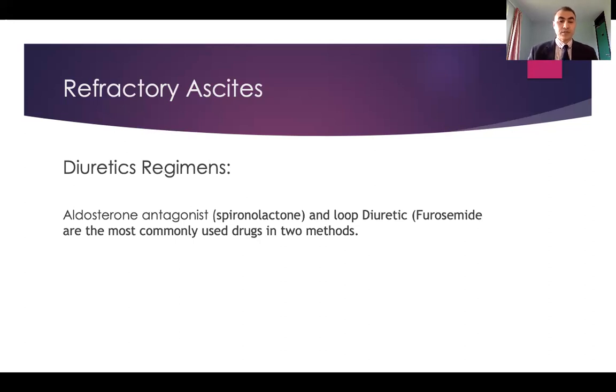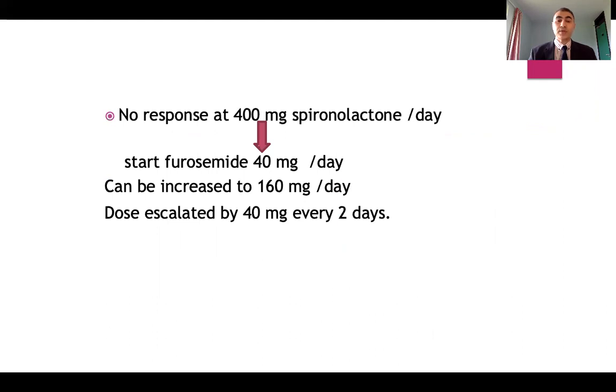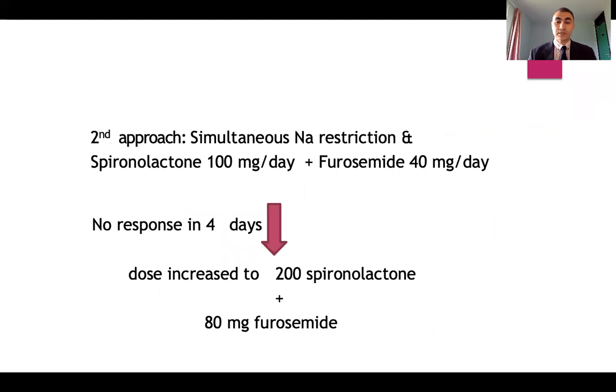The most common diuretic regimen is spironolactone and furosemide. First approach: spironolactone 100 mg a day. No response in 7 days, you can double the dose. Another week with no response, you can double the dose again. No response, you can add furosemide and wait 2 days. No response, double the dose, then double the dose again.